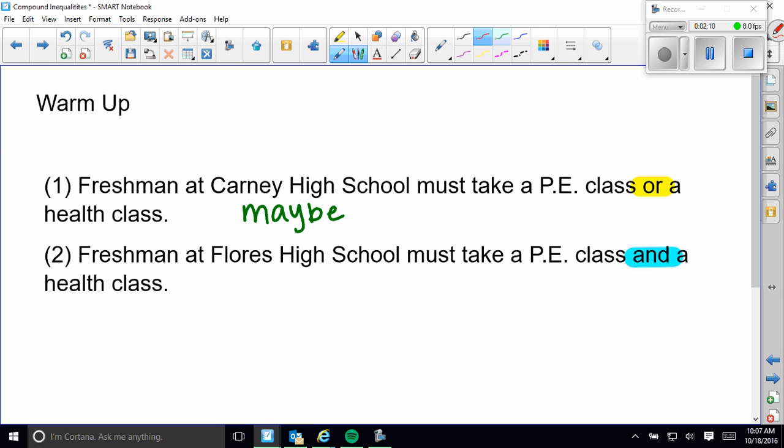Hopefully this time you wrote down yes. Since Darlene goes to Flores High School, they are required to take a PE class and a health class at Flores. So no matter what, she will take both a PE class and a health class. She is required to take both, whereas Joe at Kearney was only required to take one. Make sure you have this written down. If you have questions, write them down and we'll discuss them tomorrow.